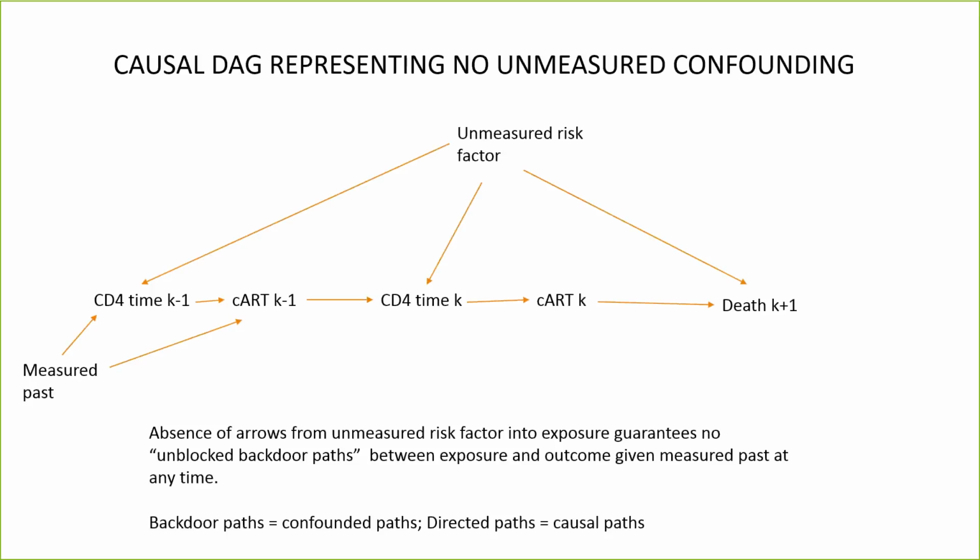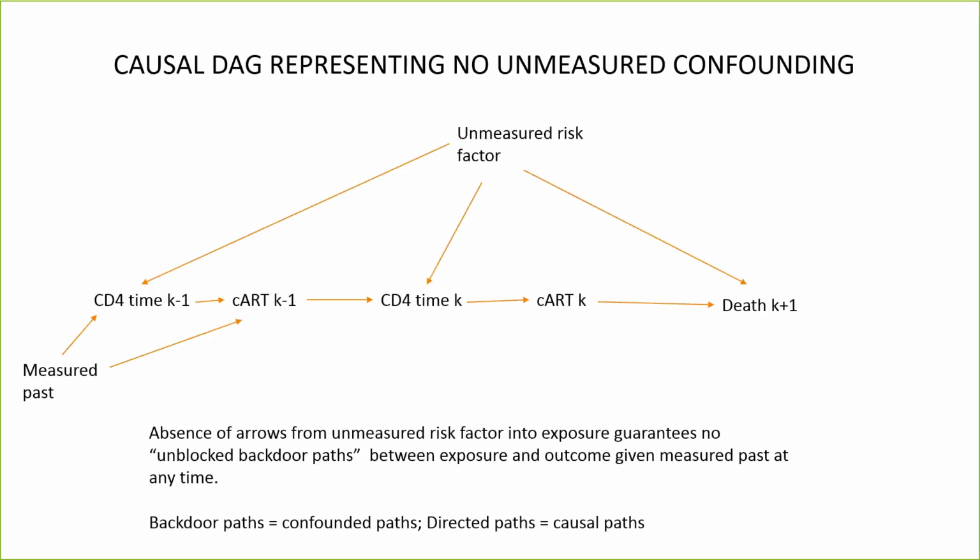So this gives a graphical representation of the structure where we could have no unmeasured confounding but measured time-varying confounding affected by past treatment. How many of you are familiar with causal DAGs? Okay, so this isn't completely new.